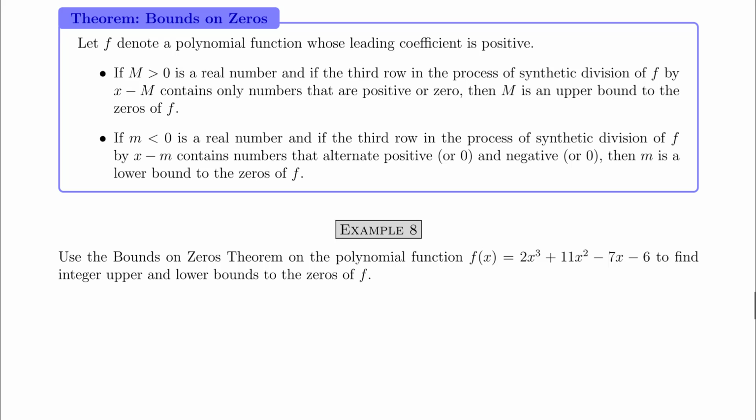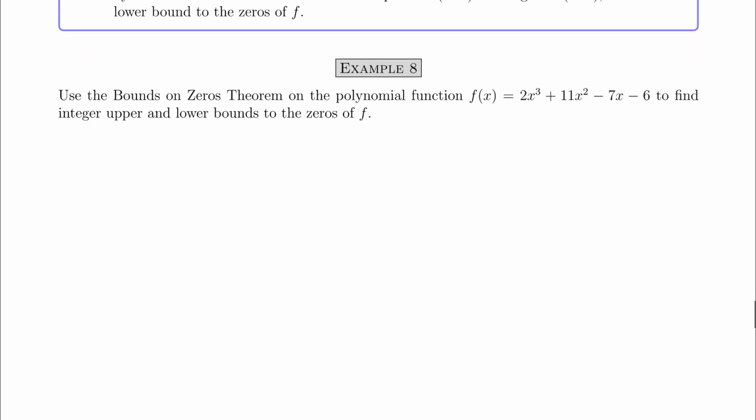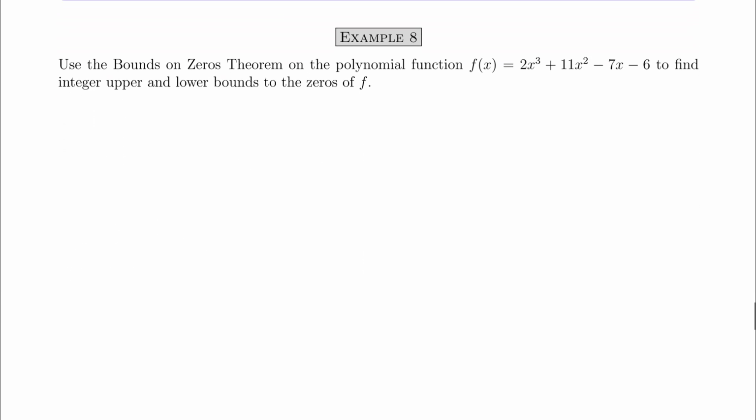So the example that we see here in number 8 is identical to what we had in example 4. So we're going to go ahead, I'll write down the potential rational zeros one more time for this one so that you don't have to go back through your papers and find where we were at.